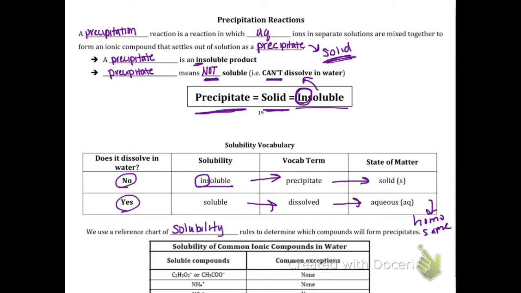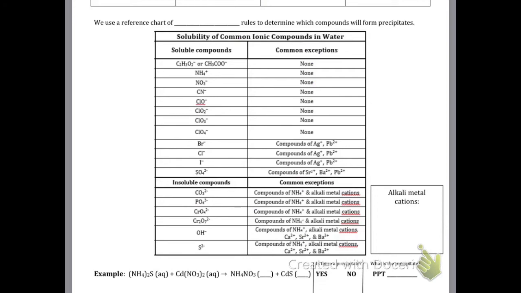compounds will produce a solid and which one will produce an aqueous substance, okay? So which ones are insoluble and which ones are soluble. So they're called the solubility rules, okay? So let's take a look at this chart. So here's this chart right here, okay? You do not have to memorize it. This is on the back of your periodic table. So if you flip to the back of your booklet and on the inside back cover there, you will see this chart, okay?